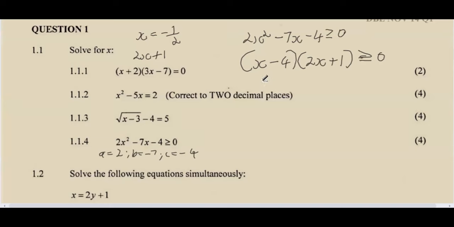Then from here, our critical values, those are the values that we found. So that's -0.5 and also +4. Remember, you start with the minimum value, then end with the maximum value. Because the sign is facing that side, the inequality that we end up having is whereby they are separate. So we have x less than or equal to -1/2, or x greater than or equal to +4.